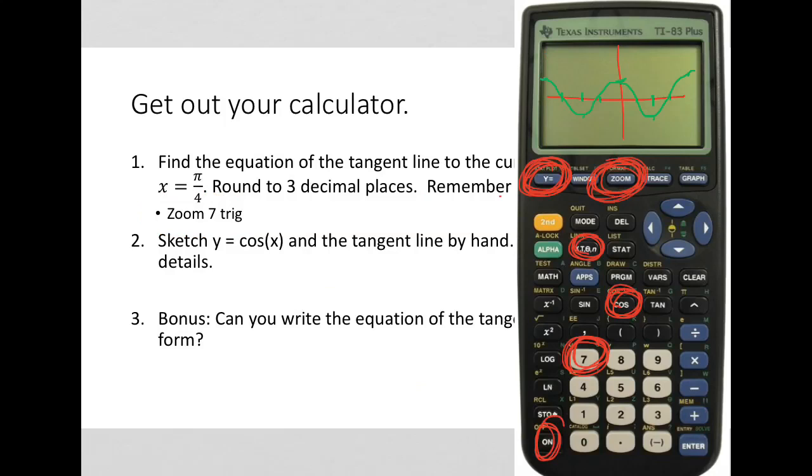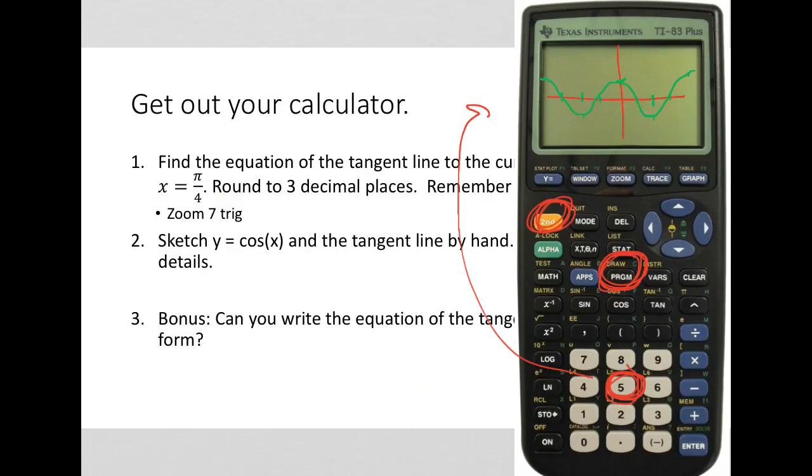And we want to draw the tangent line at the x value of pi over 4. So see if you can remember how to do it. First thing you do is hit the second button. Then hit program, which gives you the draw feature. Choose option 5 for draw the tangent line. That will take you back to your graph.